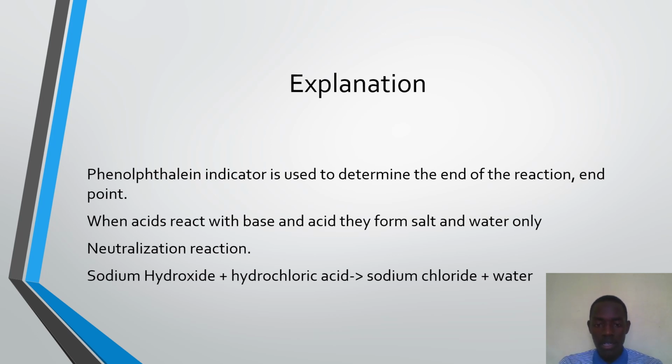Sodium hydroxide reacts with dilute hydrochloric acid to form sodium chloride and water only. The sodium chloride in this case is the salt. Then we can write the word equation as shown: sodium hydroxide plus hydrochloric acid forms sodium chloride and water.